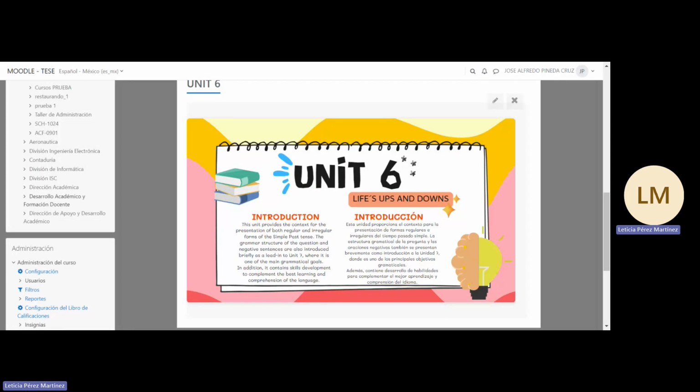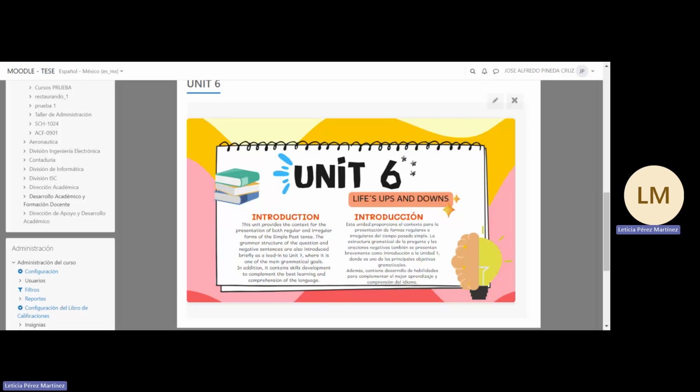First of all, I would like to read a brief introduction about how we're going to work in this semester, and then I'm going to explain the first topic that corresponds to the first part of this unit, Unit 6, that is the simple past tense. Okay, so first I'm going to read this.